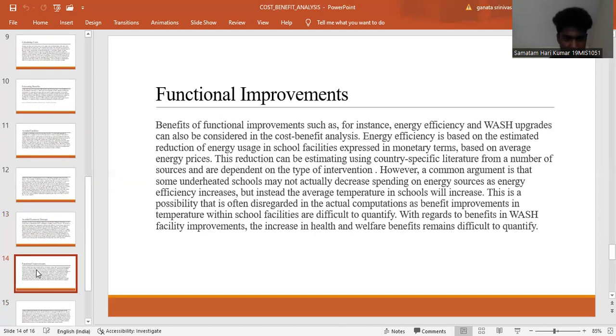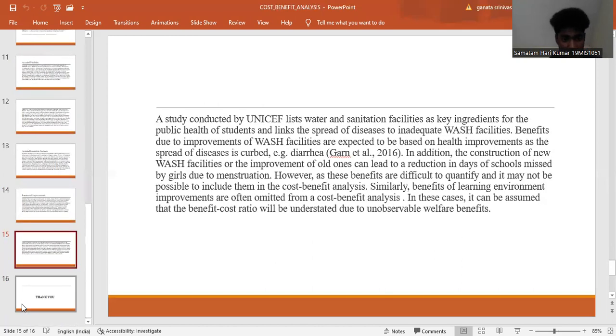And benefits of functional improvements, such as energy efficiency and WASH upgrades, can also be considered in the cost benefit analysis. The increase in health and welfare benefits remains difficult to quantify. A study conducted by UNICEF lists water and sanitation facilities as key ingredients of public health of the students, and links the spread of diseases to inadequate WASH facilities.